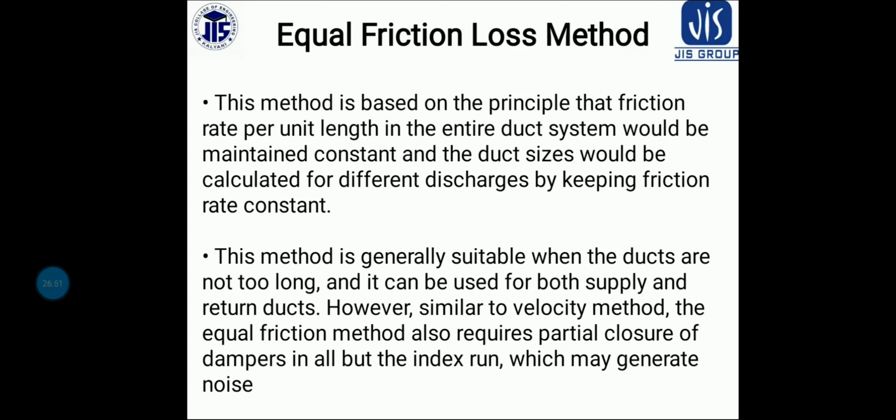For a rectangular duct of sides A and B, we can calculate m is equal to A by P, so AB by 2 into (A plus B). This is how we can calculate the hydraulic mean depth, and the friction factor for a duct we can also calculate.